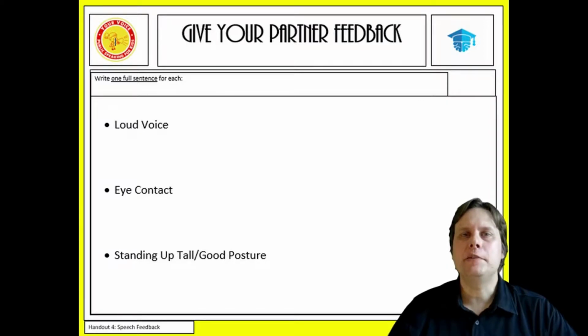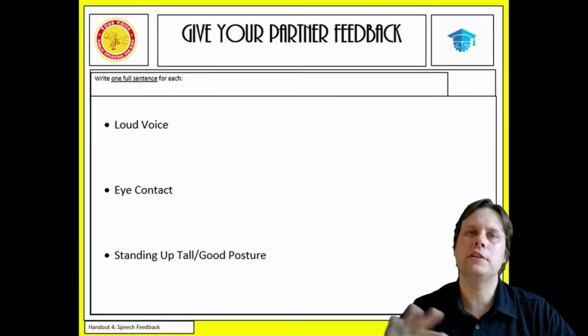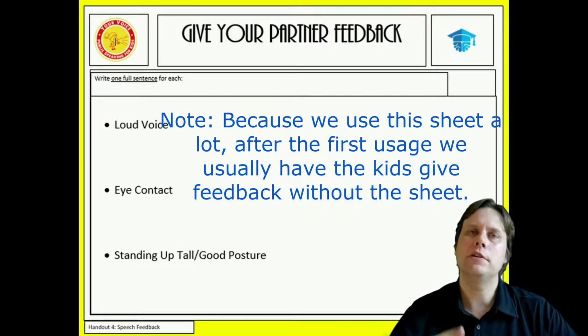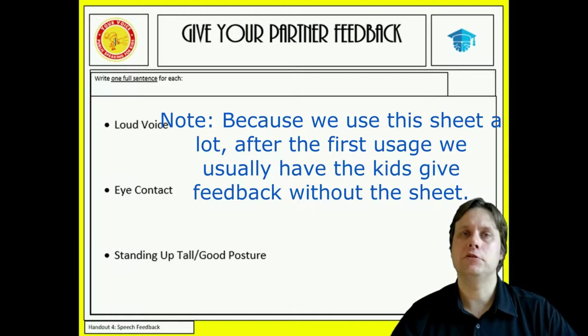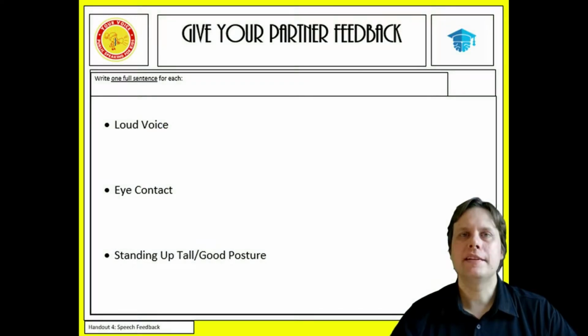We have a little feedback sheet that kids fill out during the practice session. So let's say two kids pair off to go do their practice. One student will give their speech to the other student. The student who's listening and giving feedback will fill out a feedback sheet that just asks them to fill out some things like, did the speaker speak in a loud voice? Did they make eye contact? How is their posture? And some things like that.